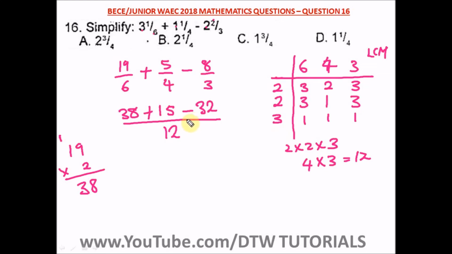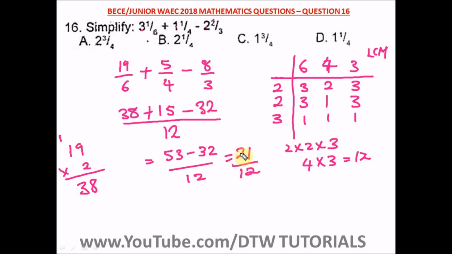All right, so what do we have here? 38 plus 15 will give us 53. Then 53 minus 32. We still have our 12 here. What is 53 minus 32? It will give us 21 over 12. And you can see our answers are in mixed fraction, not improper fraction. So definitely we have to convert this to mixed fraction. But before converting, can we cancel out here? We have 21 over 12.